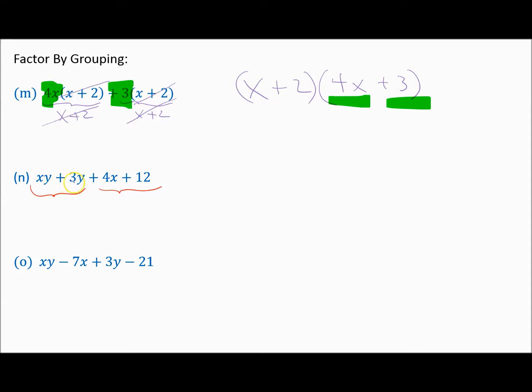Now look at this first set. They both have a y in common, so I'm going to pull that y out. Remember, I'm dividing that by y and that by y. When I do that, that leaves me with x plus 3.